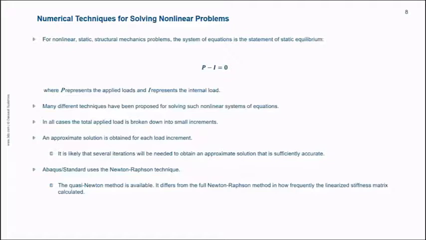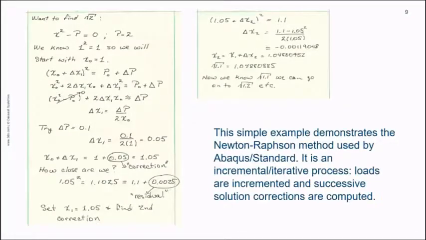And I'm going to show an example of how this is done, rather than showing some slides with some flow charts or something. I'm going to actually do an example. And it's a rather simple example, so we'll start out here at the top. Basically, this example is finding the square root of 2 using the Abaqus solution method and writing it in a form which is analogous to what Abaqus does in a structural analysis.